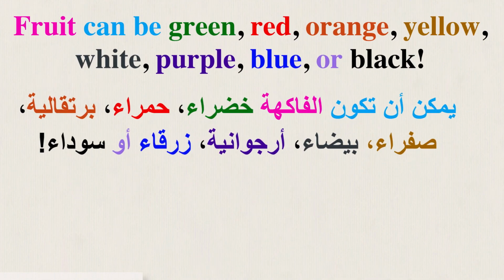Fruit can be green, red, orange, yellow, white, purple, blue, or black.